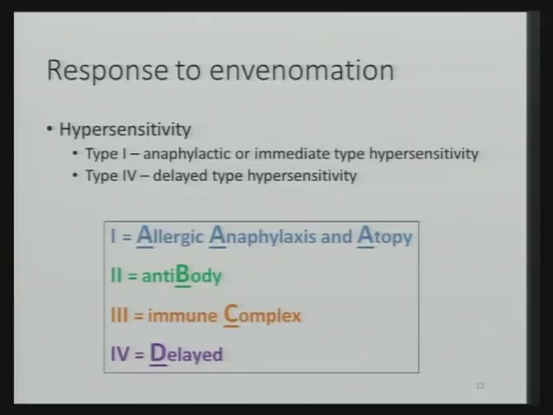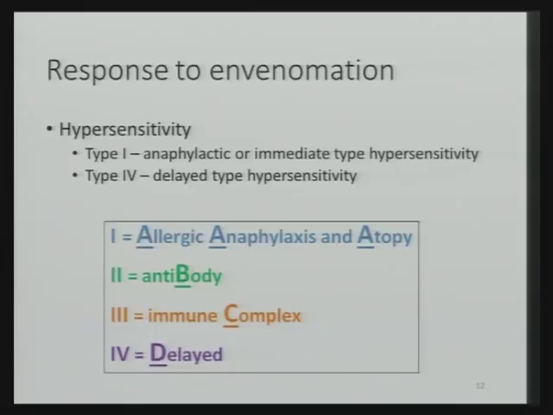How many types of hypersensitivity? Four, right? Is there five? No, there are officially four types of hypersensitivity: one, two, three, four. You may recognize this mnemonic: A, B, C, D. A is allergic, anaphylaxis, and atopy. B is antibody. B, C, D. This is how you remember. This is from USMLE textbooks.